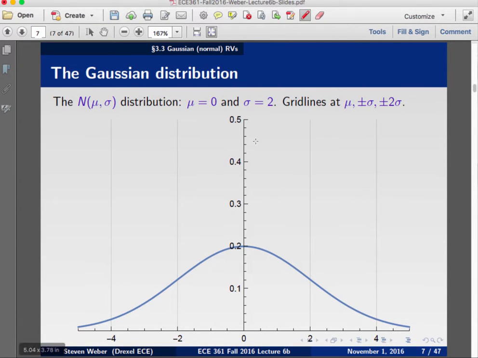that sigma equals 2 is going to have a variance 4 times as large as the variance of 1 for the standard normal. And now my grid lines at plus or minus sigma and plus or minus 2 sigma are positioned at -4, -2, +2, and +4. So hopefully that gives you some graphical understanding of the impact of the two parameters mu and sigma on the shape of the Gaussian probability density function.